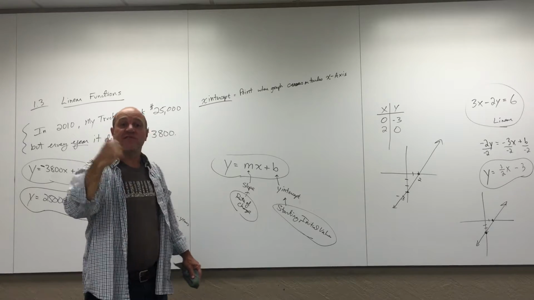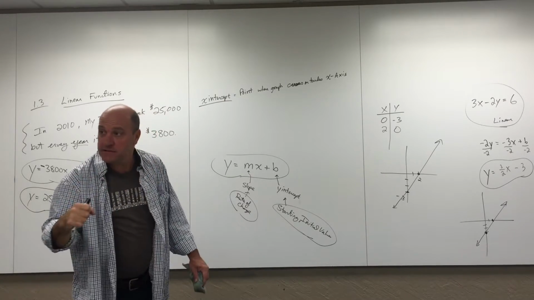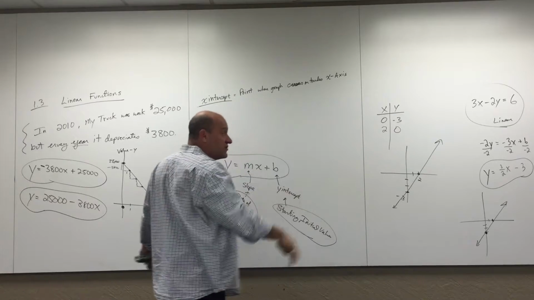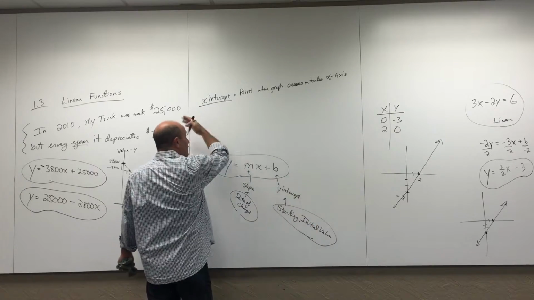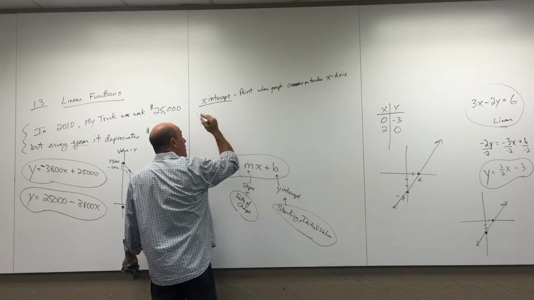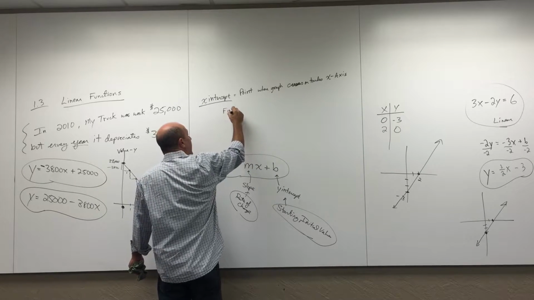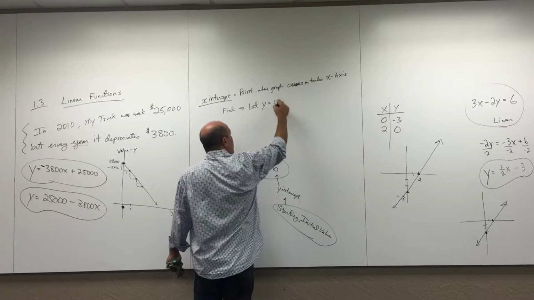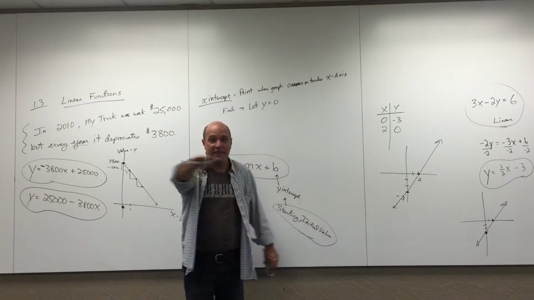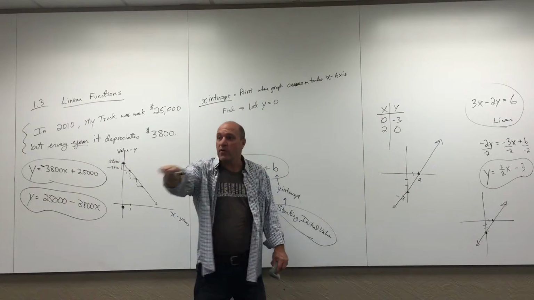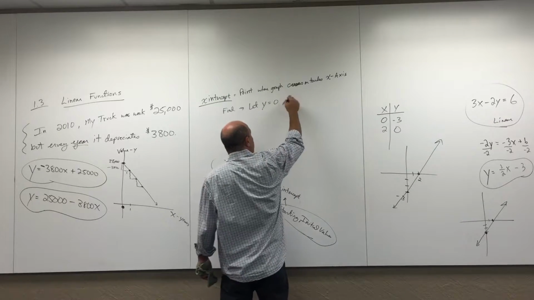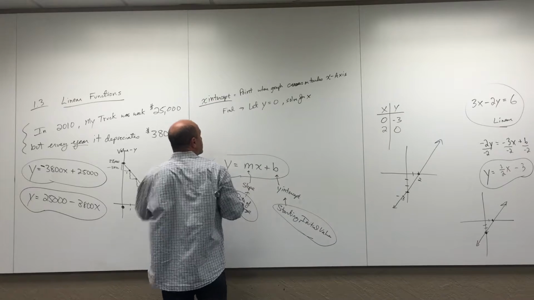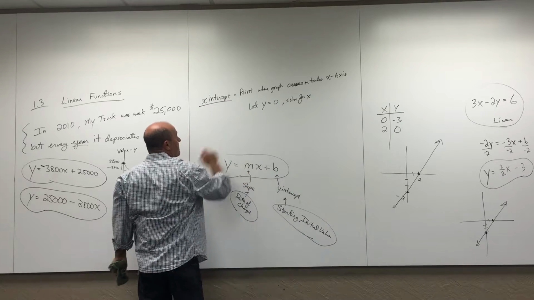How do you always find an x-intercept? We'll get to higher level functions, and you need this thought all semester. If you want to find an x-intercept, you let y equal 0, because when you're on the x-axis, y is 0. You let y equal 0 and you solve for x. That's how you always find the x-intercept.